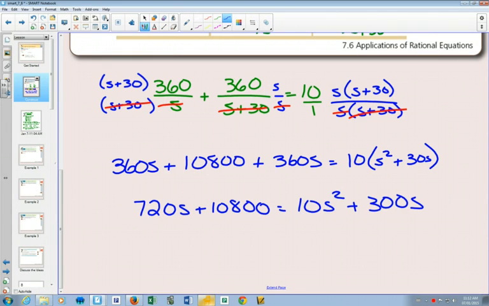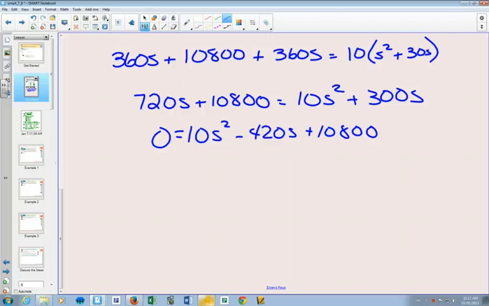So how do we solve quadratic equations? Make one side equal to 0. Subtract the 720. Factor out a 10, make it a little bit easier.